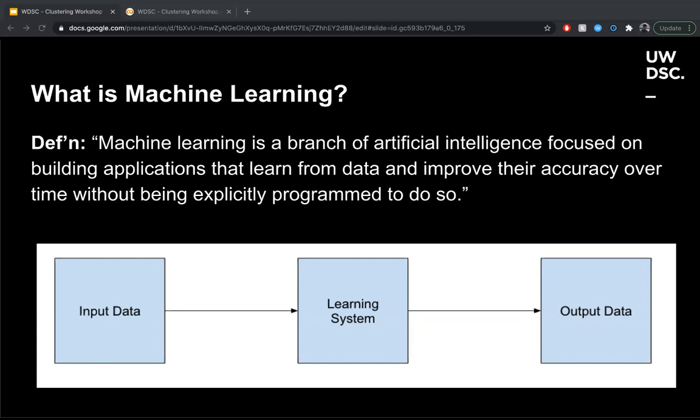It's important to note, and I'll go on a bit in the next slide about supervised versus unsupervised learning, that you won't always have output data. It won't always be clear. And sometimes your goal is to just find structure within the input data. But ultimately, the goal is to choose a learning system that extracts a pattern from data from input to output so that you can apply this pattern to new data.